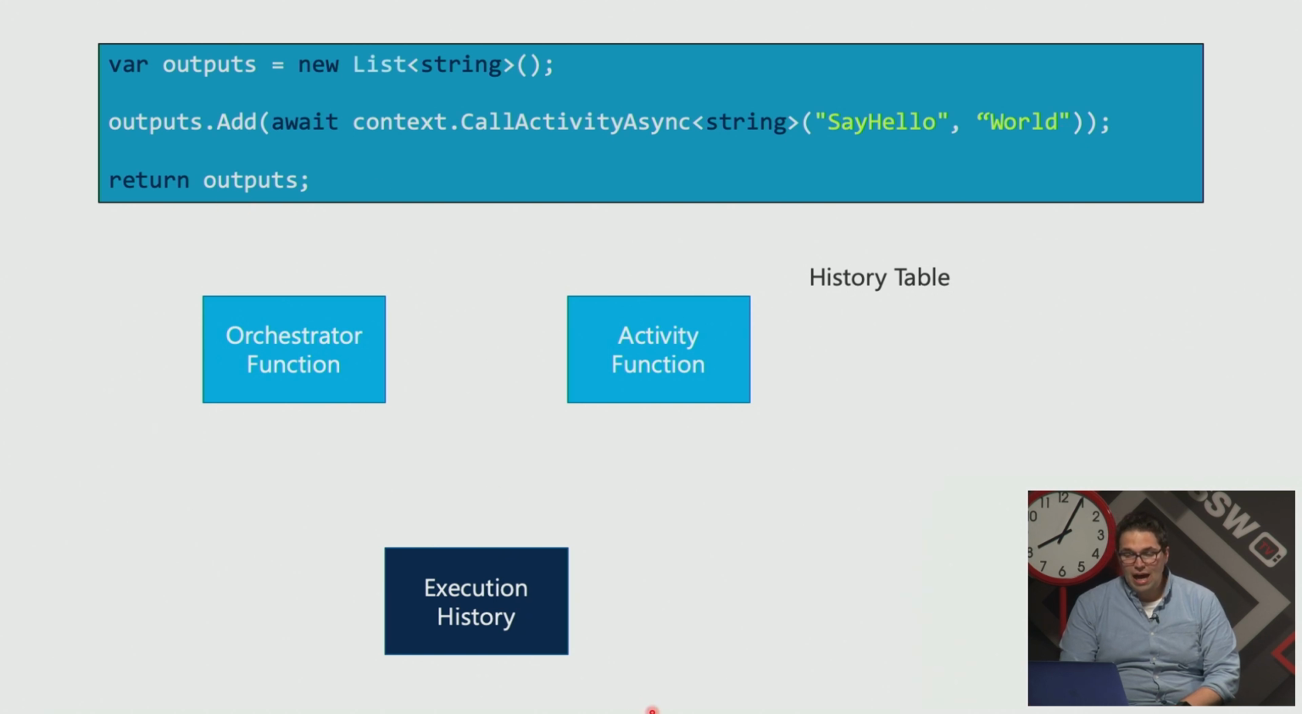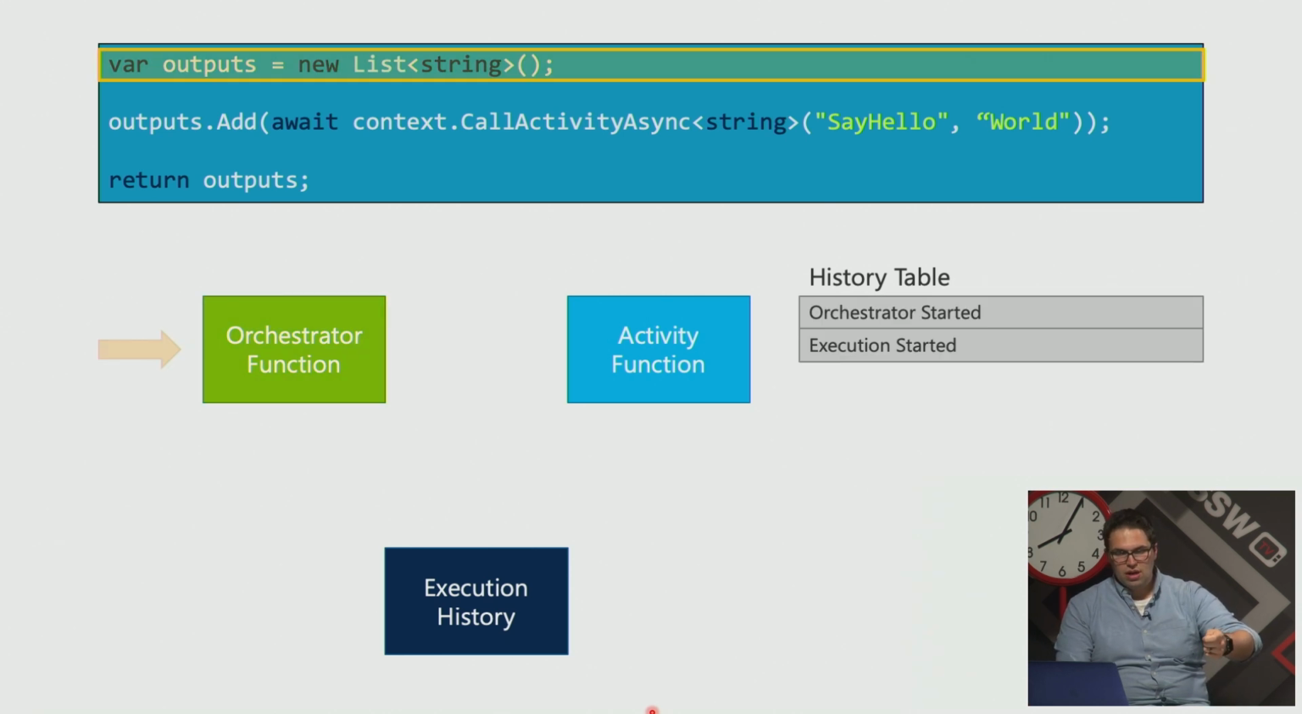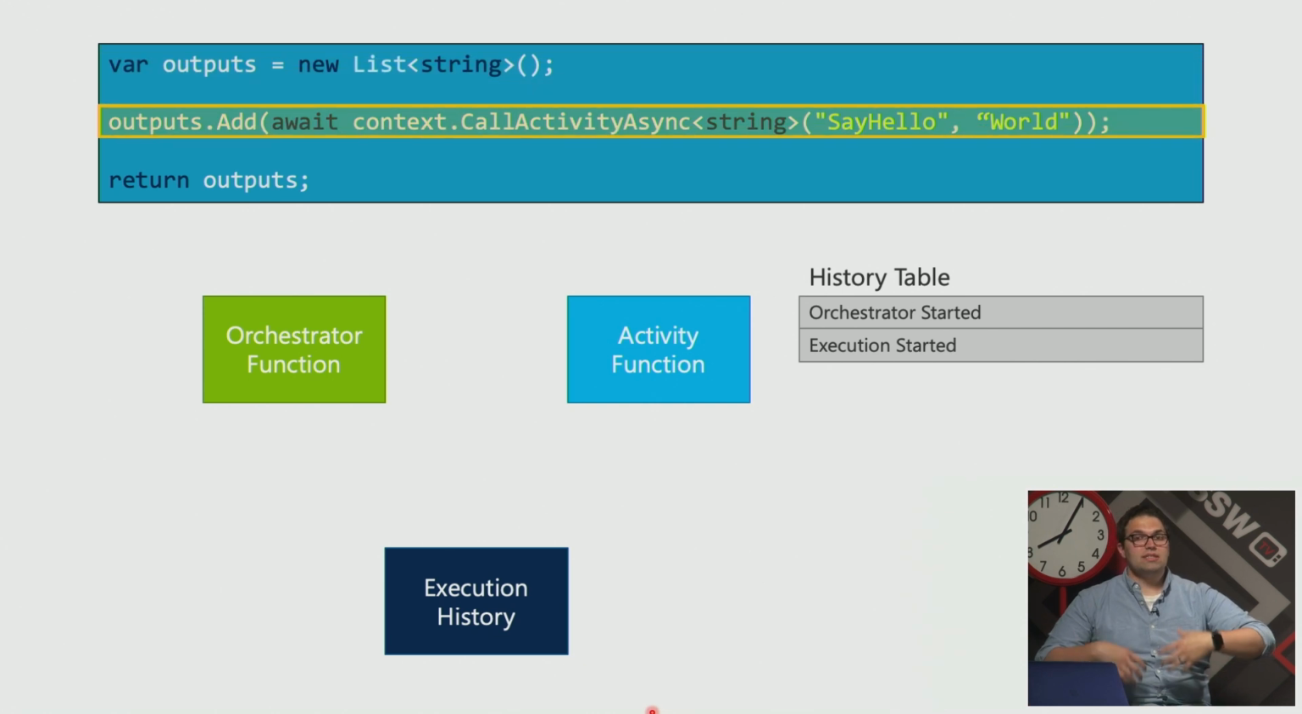Now, what's actually happening behind the scenes when this runs? So you trigger the orchestrator. You say, go run this orchestration. It wakes up. It scales maybe from 0, or maybe it's already there, and it's going to start running your code. You see here, it ran that first line of code, and then it comes to this await call activity async. And before it does anything, it's going to look at the history.